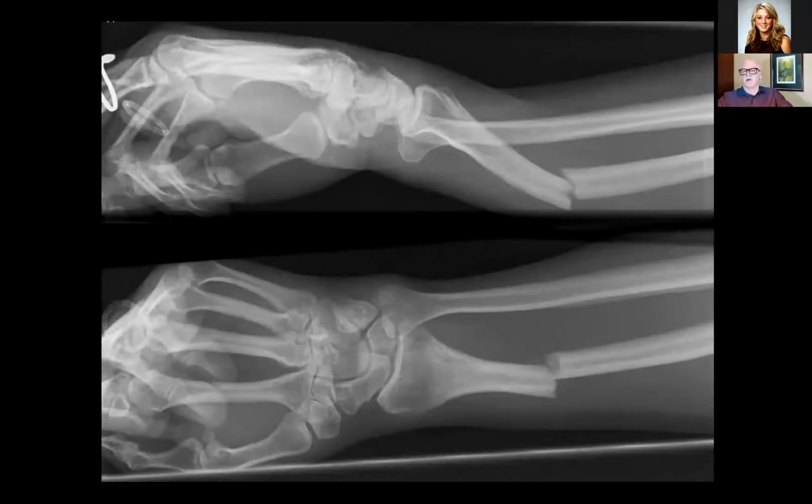Here we have a fracture of the distal radius. The rule of the ring says there's something wrong with the ulna. What's wrong with the ulna? It is displaced distally because there's a dislocation of the DRUJ. So part 2 is present.